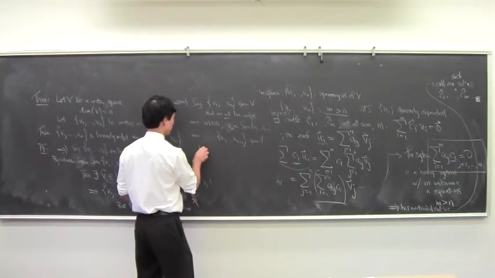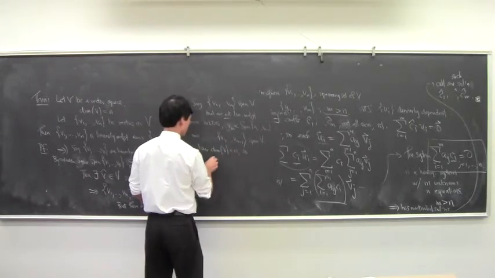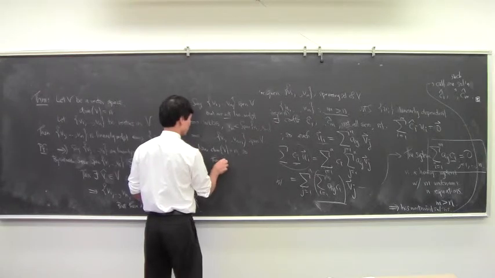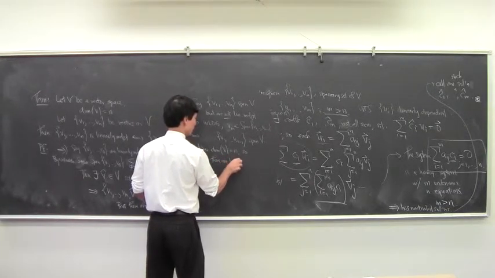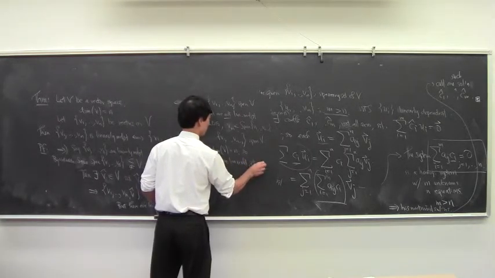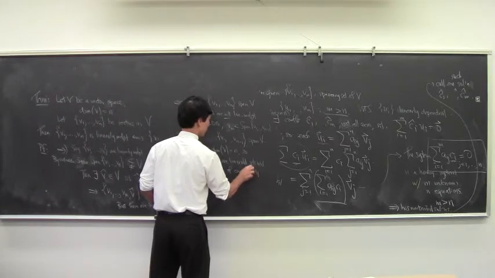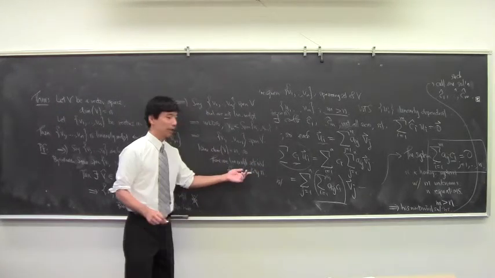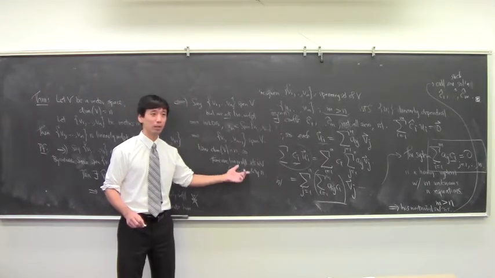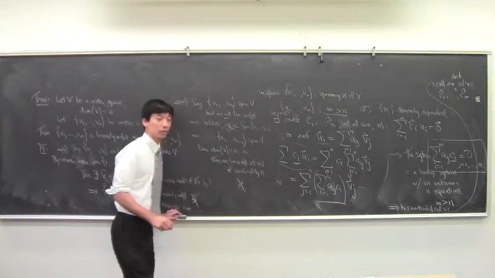Now, the dimension of V is n, so there are linearly independent sets in V of cardinality n. But that means we'd have a spanning set that's smaller than a linearly independent set, and that's a contradiction. Again, we contradict the previous theorem.